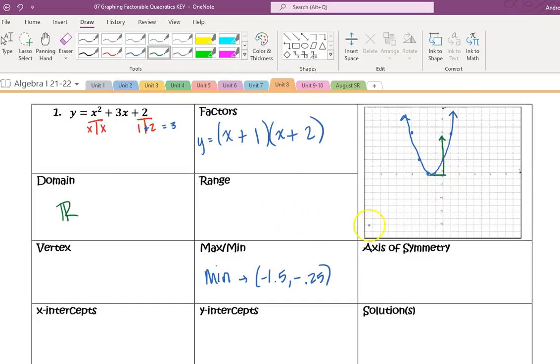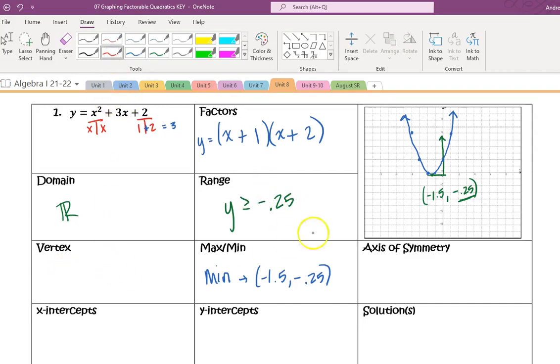The nice thing about this, I already found that bottom point, because we know this point here is -1.5, -0.25. So -0.25 is the lowest y value, and it goes up. So my range would say y is greater than or equal to, because that point is there, -0.25. So there you go.